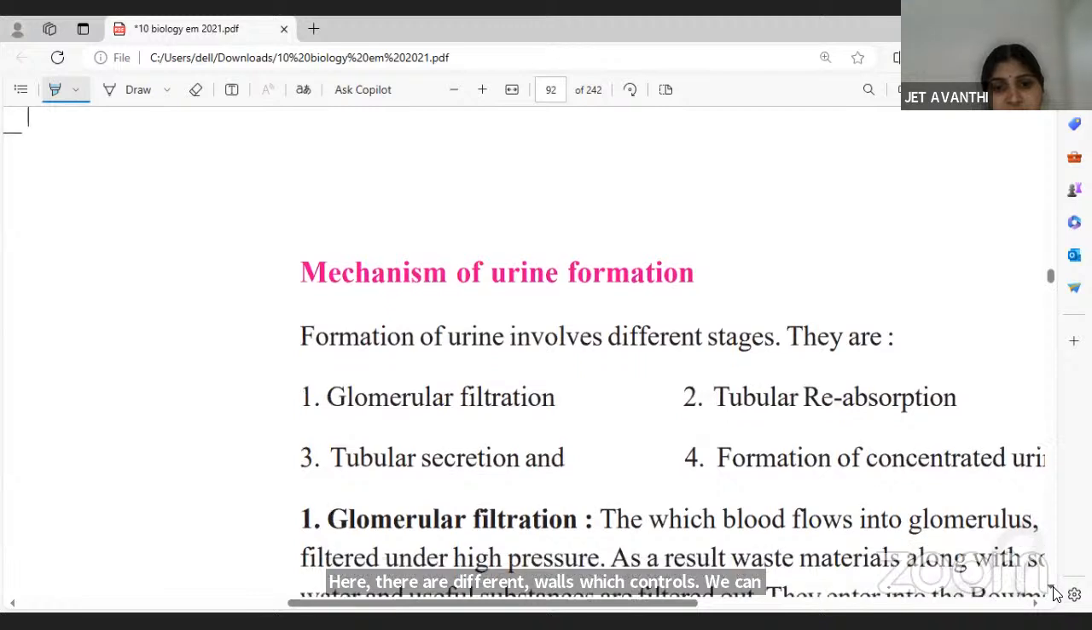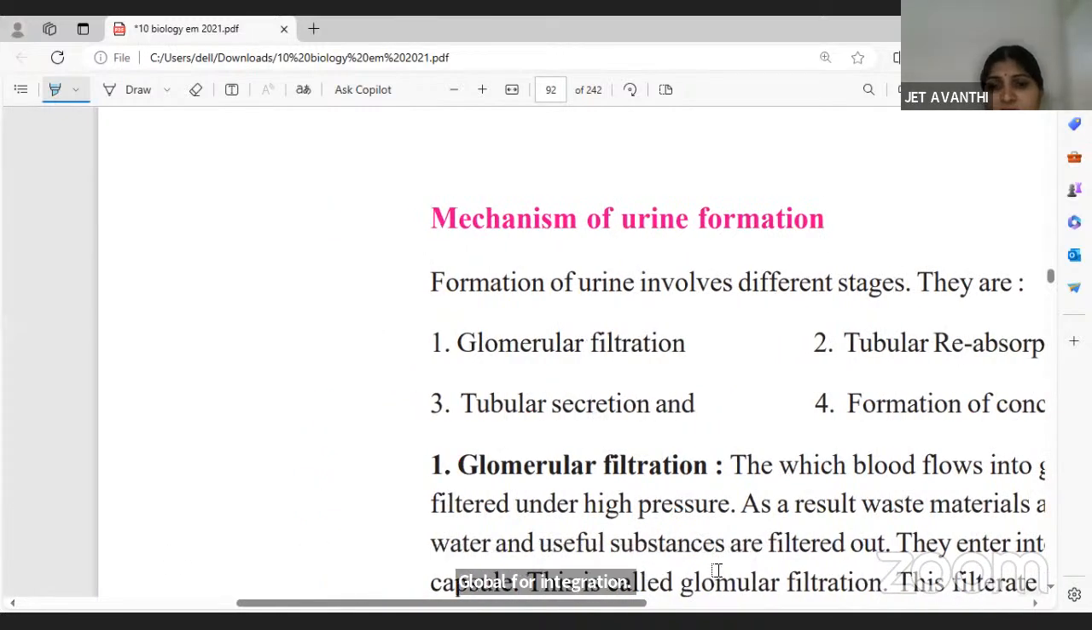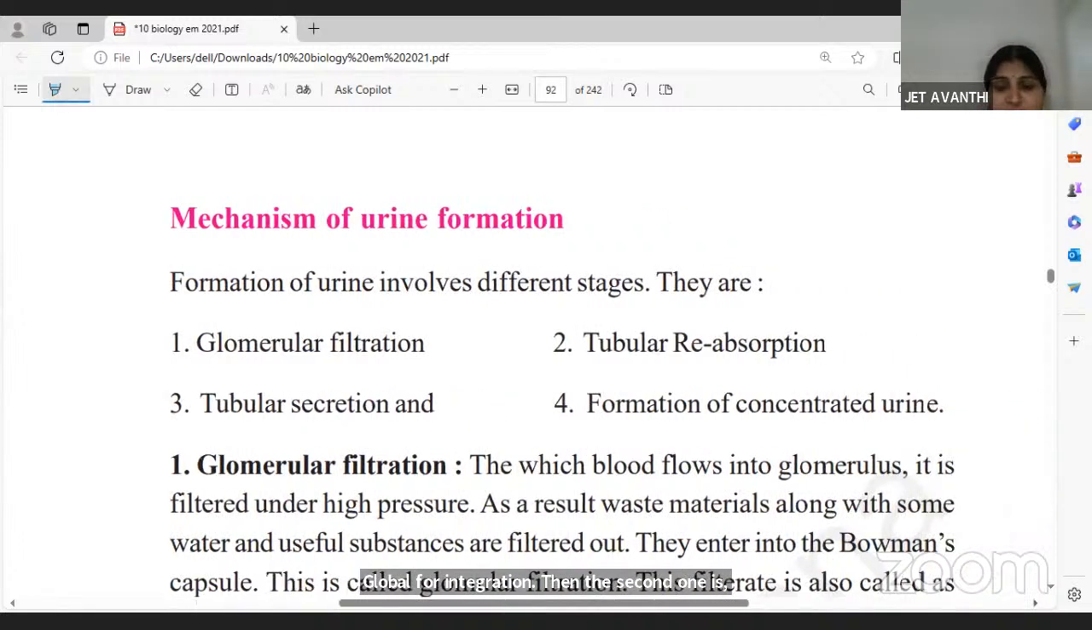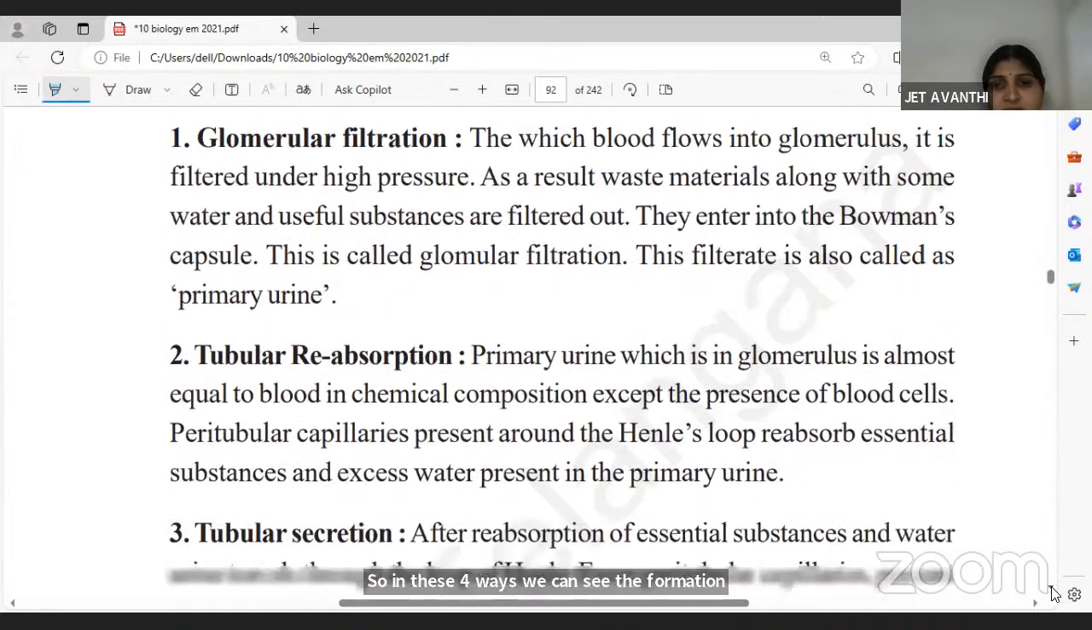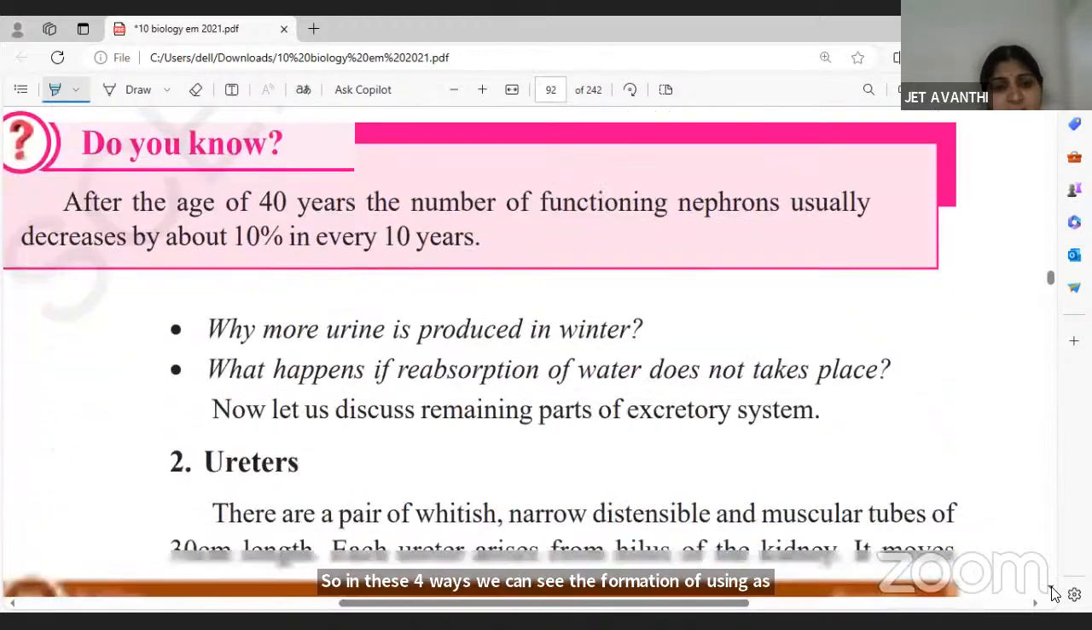And see, there are 4 steps. Glomerular filtration, then the second one is tubular reabsorption, tubular secretion, and the formation of concentrated urine. So in these 4 ways, we can see the formation of urine. As I told you, I have briefed it out. It is given in this form.